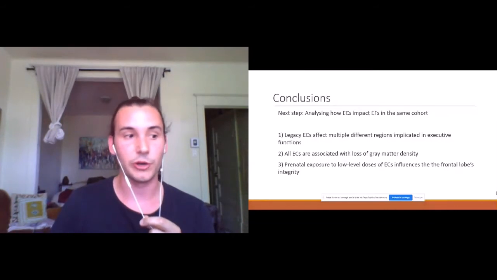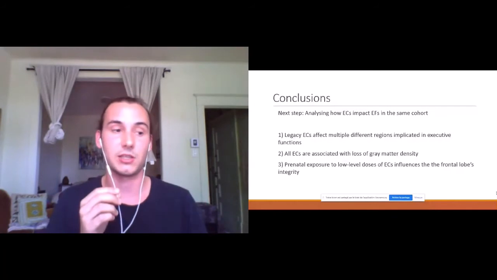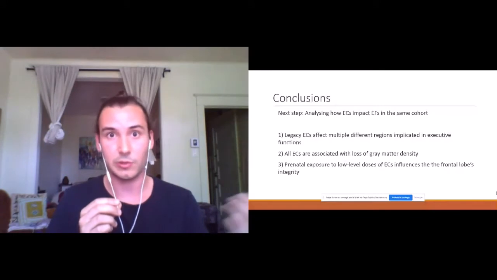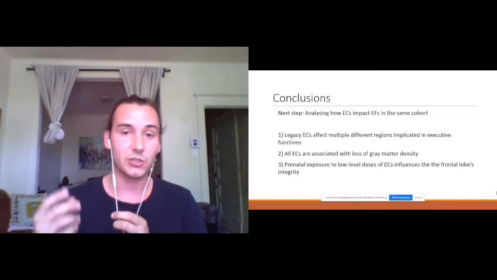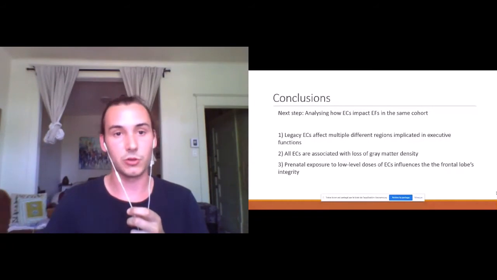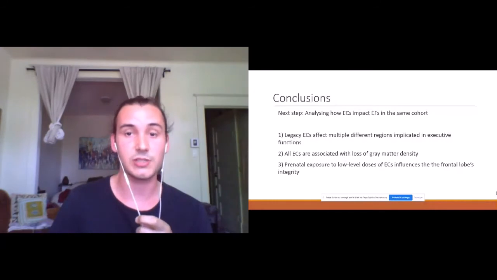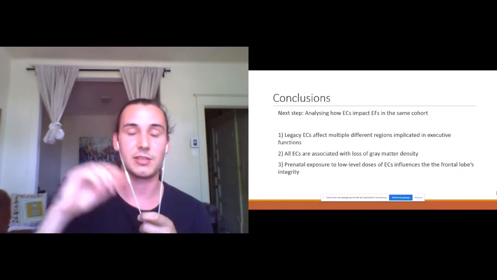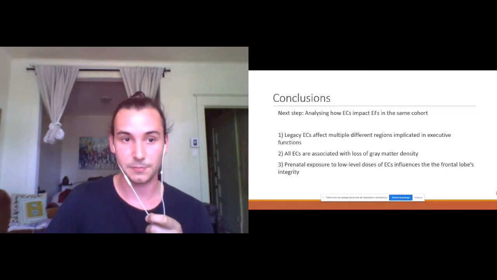But we will be doing whole brain analysis that is currently on the way, and hopefully we'll be able to decipher more localized regions that are affected. And the next step, like Mr. Cizek talked about during his speech, is to integrate neuroscience with psychology. The way we want to do that is by analyzing how environmental contaminants impact executive functions in our same cohort, to see if the current link that we see between environmental contaminants and gray matter density loss mediates the executive functions.